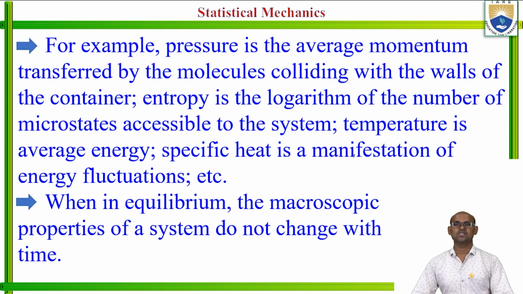When the system is in equilibrium, the macroscopic properties of the system do not change with time. That is the reason why we can collect all the microstates, because the macroscopic properties are not changing, but the microstates are changing with time. So you can collect all the microstates of the system in an ensemble, obtain a property by taking the ensemble average, and compare it to an experiment.